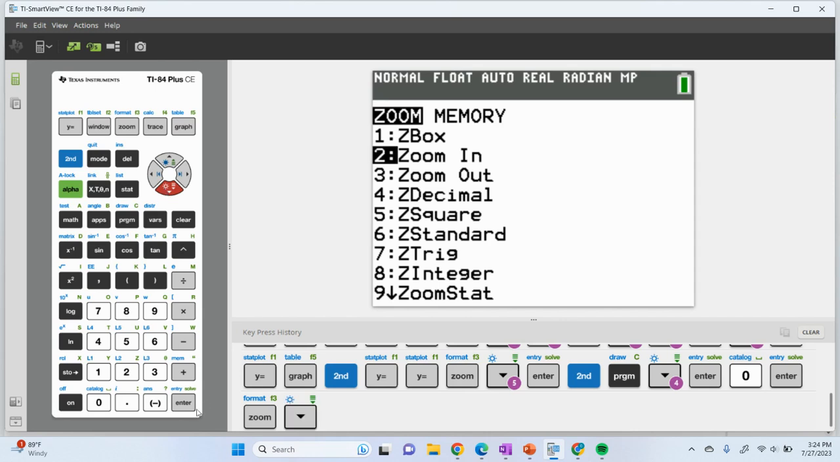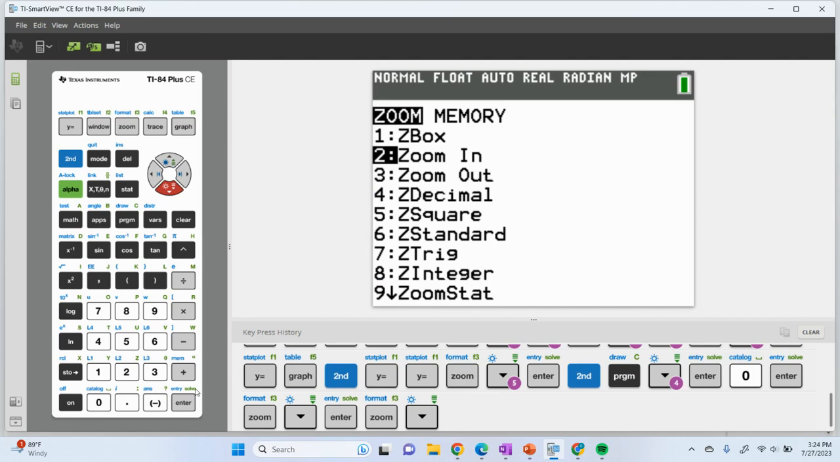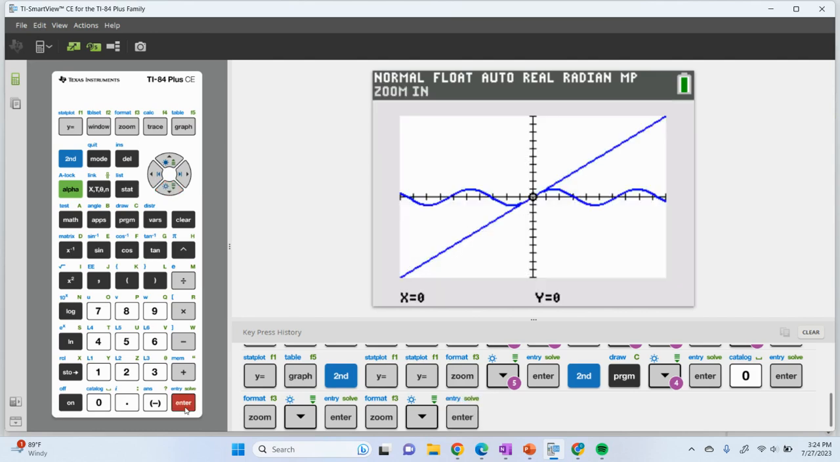So I'm going to go to zoom and I hit zoom in. Let me do that one more time. I hit zoom. I went to zoom in. I hit enter. Nothing has happened because remember, you have to hit enter again to activate the zoom. Looks a little bit better.